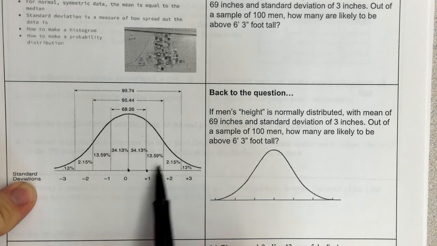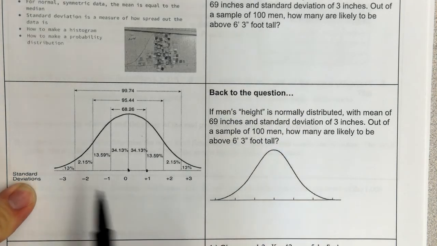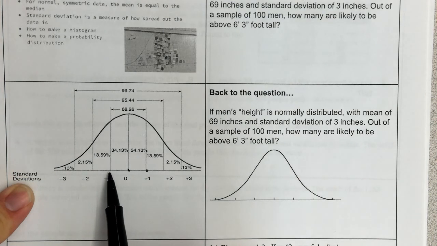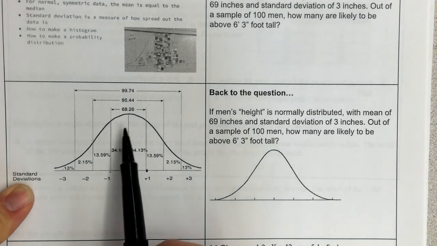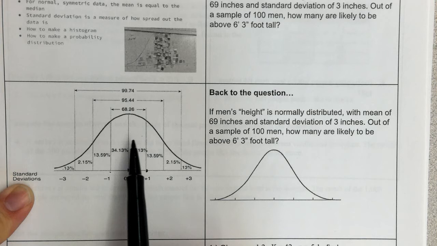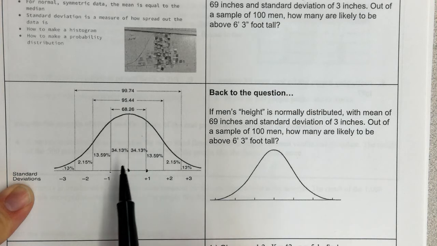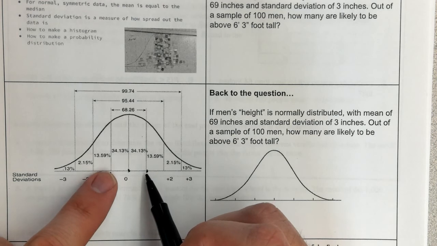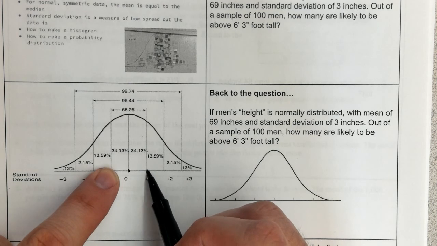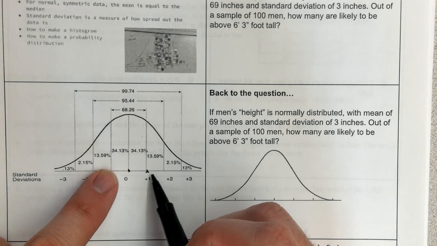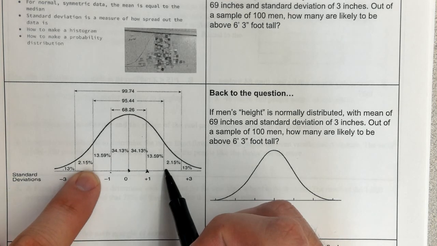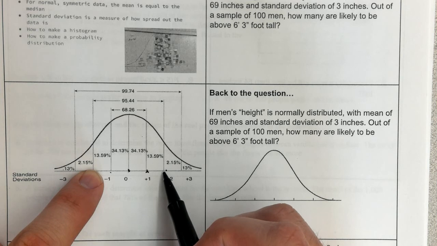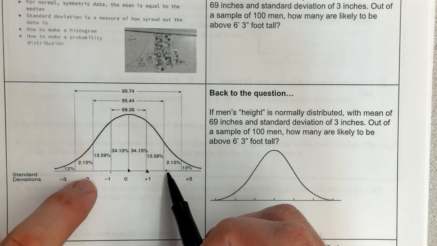And that just keeps going. If you want to know how many men are between 66 inches and 72 inches, 68% of men will be between those heights. So in general, within 1 standard deviation of the mean in either direction, 68% of people will fall in that range, men in our example. And 95% of people will fall within 2 standard deviations of the mean. So that's almost everybody.